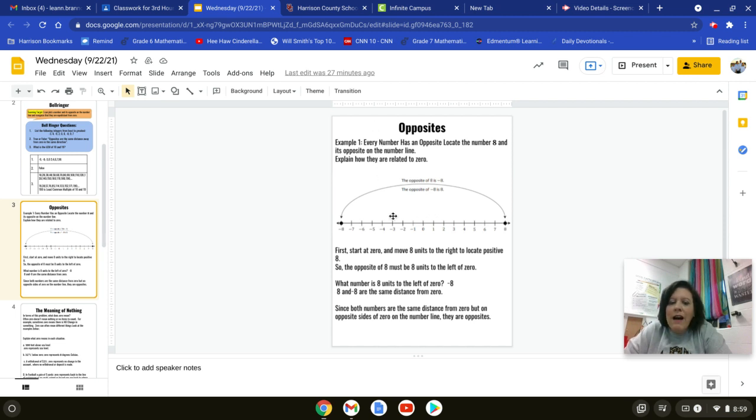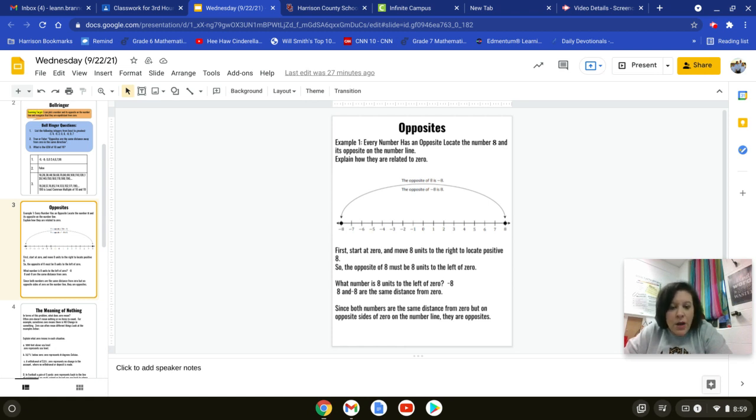So if you're talking about eight, eight is located 8 spaces from zero. 1, 2, 3, 4, 5, 6, 7, 8. Negative 8 is also 8 spaces from zero, but in a different direction. It's to the left instead of being to the right.